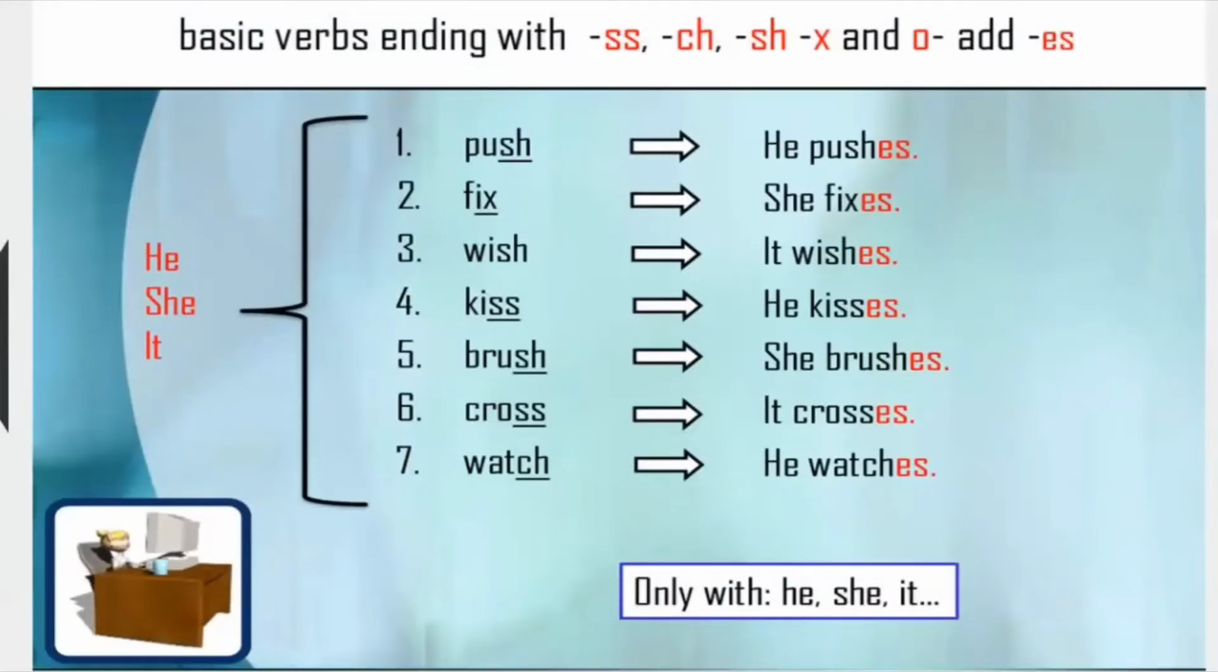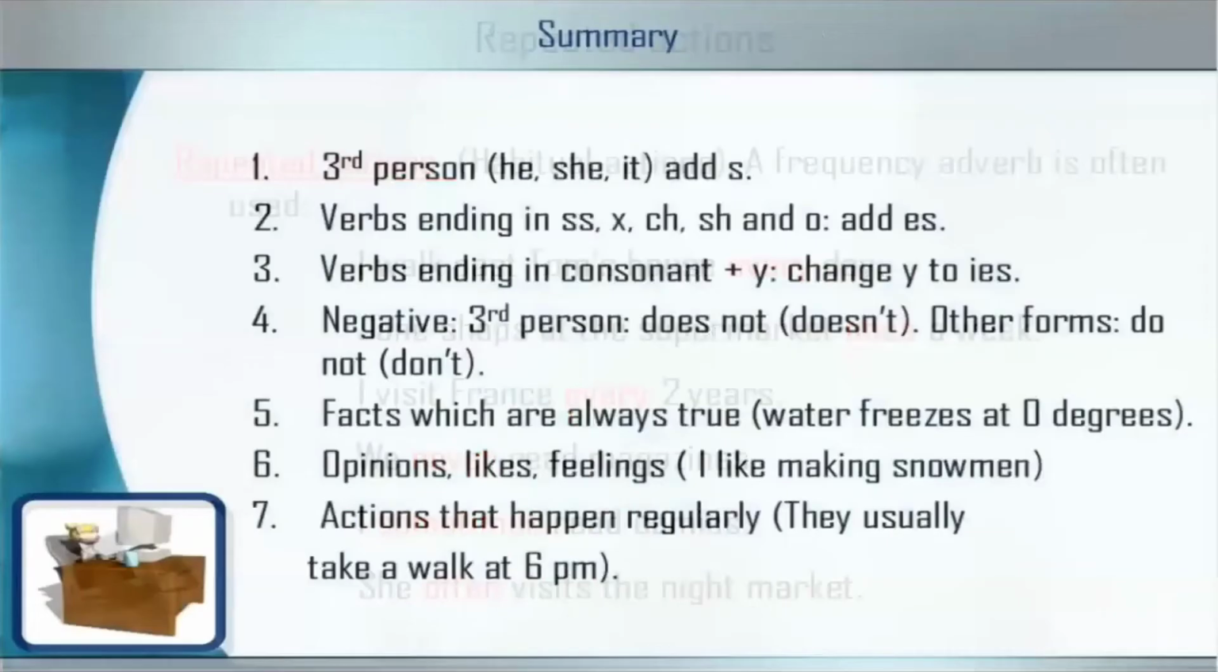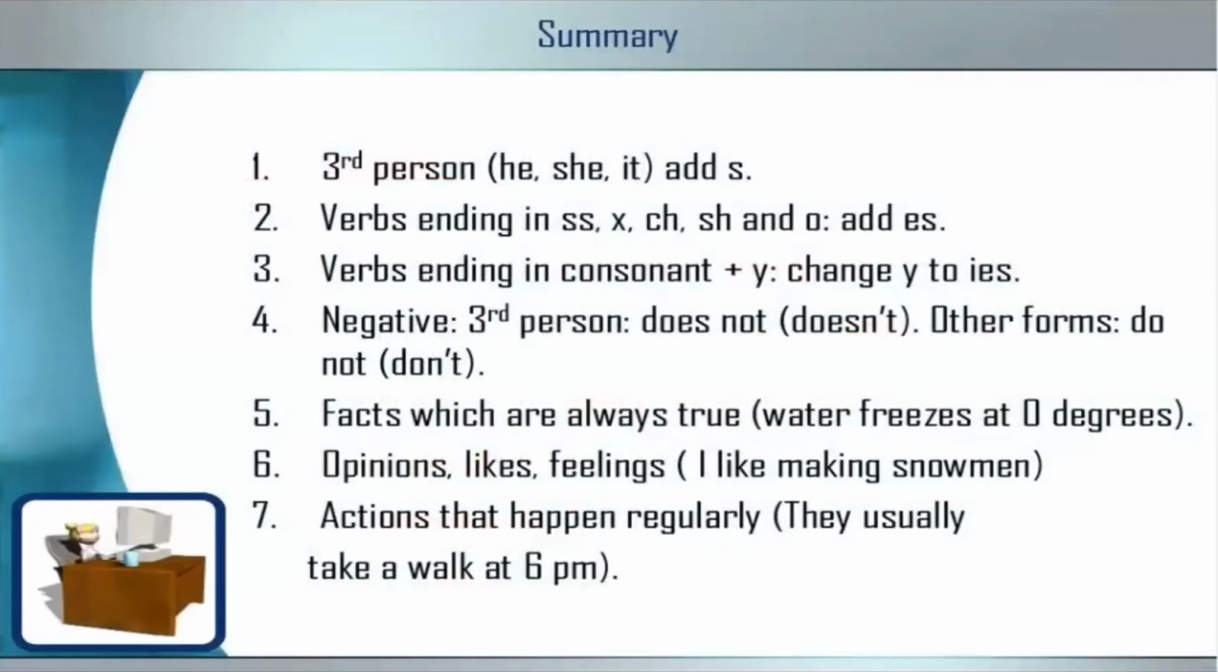in such cases, you add es. There are more like these, but we are only going to talk about these. Verbs ending in a consonant plus y change the y, for example, lovelies, lives, right? Then negative: third person does not, other forms do not. Of course, we understand how to use negative tenses.